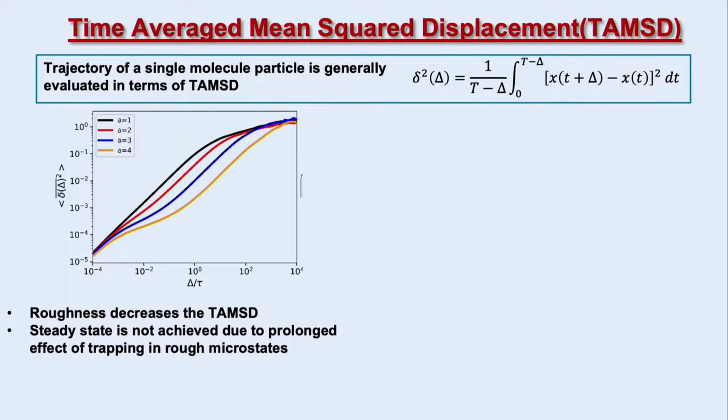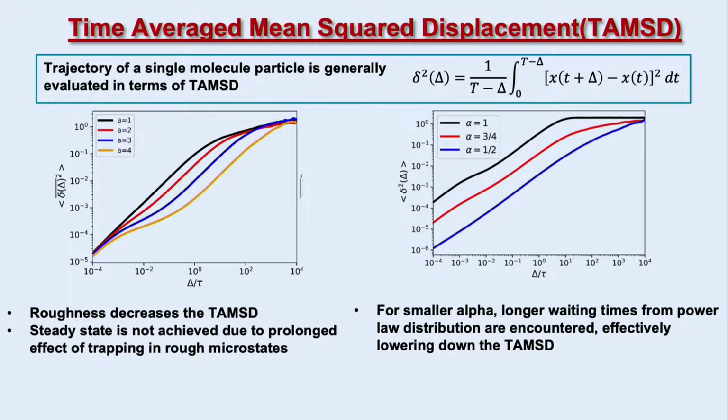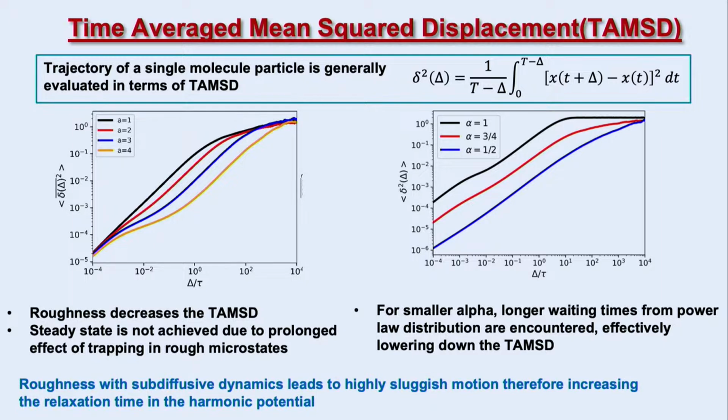What we found is that roughness leads to prolonged trapping of the particle in the microstates, and that is the reason it decreases the time average mean square displacement. We are also looking into the role of subdiffusion here, and we find that for smaller alpha, long waiting times of power law behavior are encountered, which leads to lowering of the TMSD. So, basically we can see that roughness with subdiffusive dynamics can lead to highly sluggish motion, thereby increasing the relaxation time in the harmonic potential.